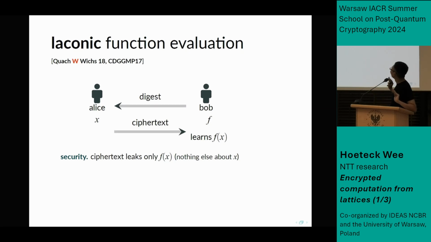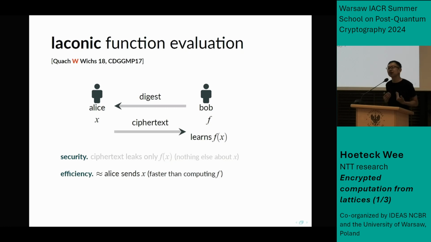Here we also want a strong efficiency requirement: if Bob is the one who wants to learn F of X, then Bob should be the one doing all the work of computing F of X. In particular, the efficiency of the protocol from Alice's point of view should be basically the same as sending F of X in the clear. Alice should run much faster than having to compute F of X.